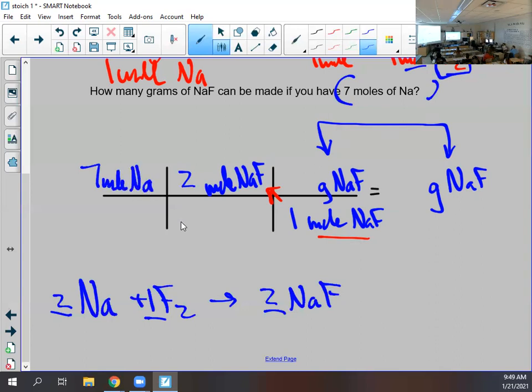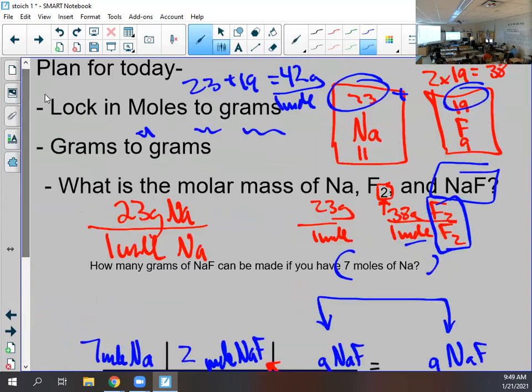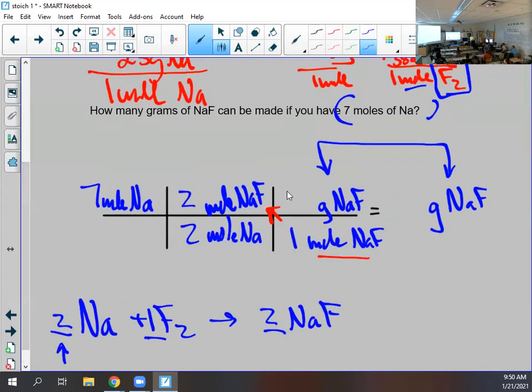Well, now I'm almost there. Because I know this unit always goes down and over. The corners always match. So 7 moles of Na, I have 2 mole of Na. So the last thing I have left, we already found up there. It was 42 grams per 1 mole. I already have the 1 mole. So I put a 42 and then I do math. 7 times 2 times 42 divided by 2.